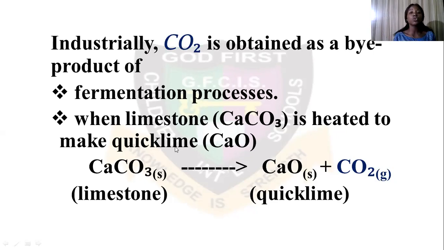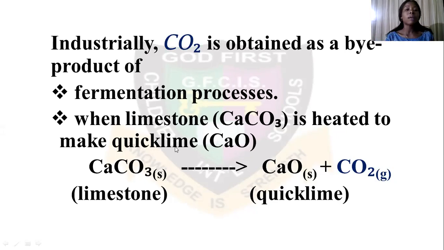So in the industry, the gases that are being evolved are being collected and stored. So carbon 4 oxide is obtained in that process. It's not actually what is being looked for, but as a byproduct, it will be collected, which is carbon 4 oxide, and used industrially.